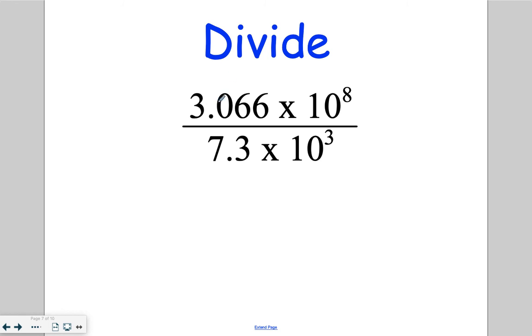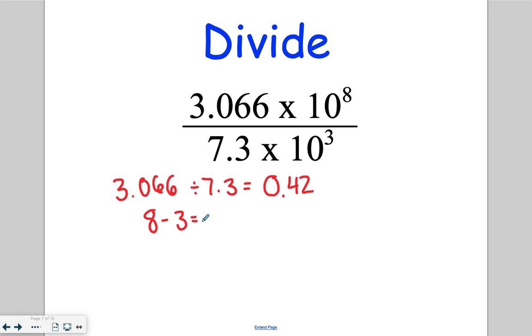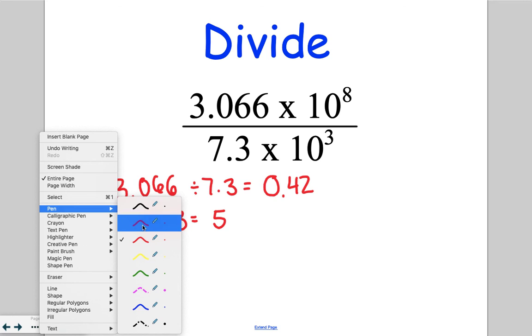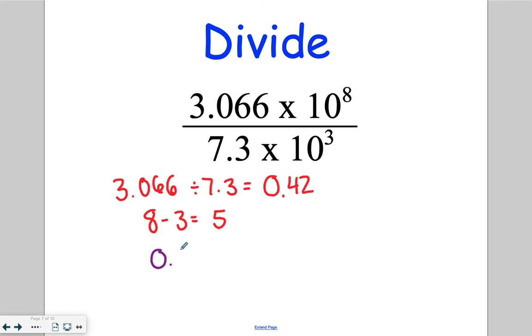Now we're going to look at some division. Again, we're going to start by looking at the a values. So our first step is going to be 0.366 divided by 7.3. When you plug that into the calculator, you are going to get an answer of 0.42. Then since we're dividing, your exponents get subtracted, so 8 minus 3 gives you a positive 5. So as your answer stands right now, you are at 0.42 times 10 to the 5th power.